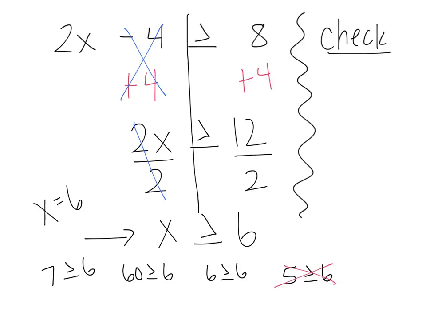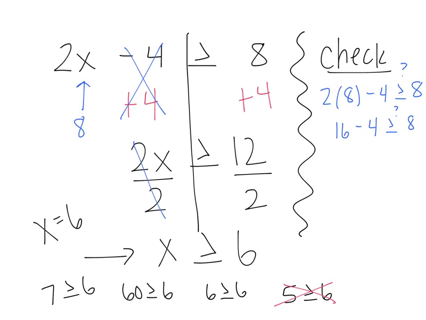Let's just say 8, okay? So I'm going to say that x is 8, and everywhere we see an x, I'm going to plug in the number 8. So 2 times 8 minus 4 is greater than or equal to 8. We want to check this. I have 16 minus 4 is greater than or equal to 8. 16 minus 4 is 12, and 12 is greater than 8. So this works.